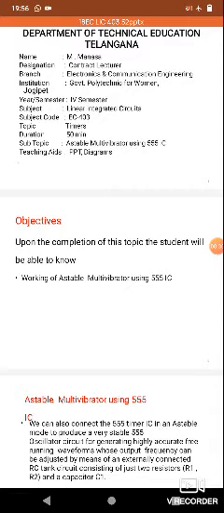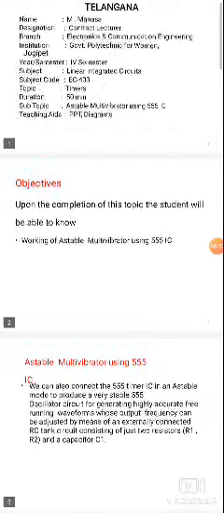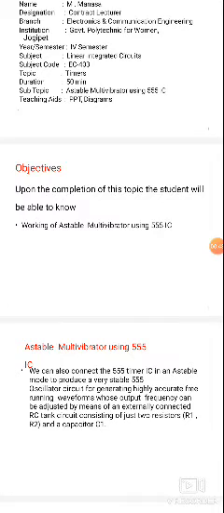Before starting today's topic, in previous sessions we completed the introduction to 555 IC, the pin diagram of 555 IC, and the block diagram of 555 IC. The 555 IC, as the name itself says, consists of three 5 kilo-ohm resistors, which work as a voltage divider circuit.